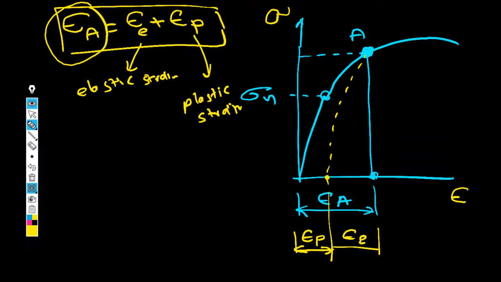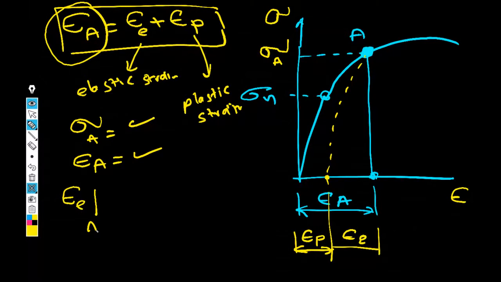But how to find the part of elastic and part of plastic? Let us go ahead. I will give it to you very briefly, and if you understand it, you will solve whatever complicated problem. I can find the stress at point A, right? From the graph, go along a horizontal line, you will get sigma A. If I can get sigma A, we can find epsilon A from the graph, right? Elastic strain at point A is defined as sigma A divided by Young's modulus.